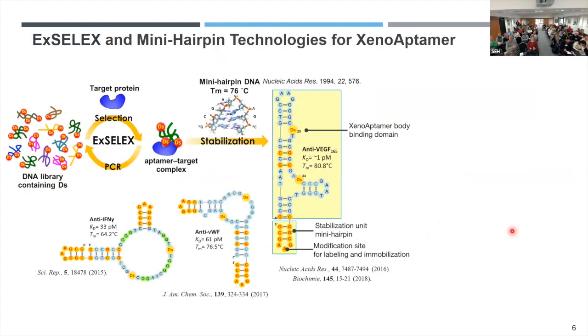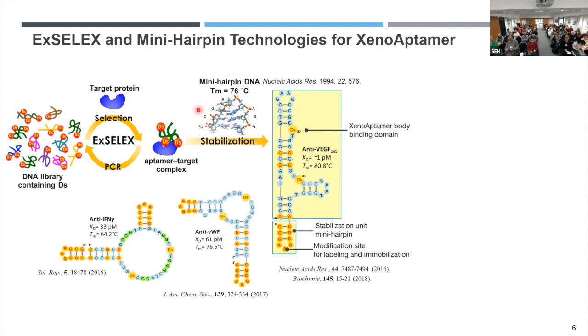Another important thing is our stabilization method for aptamers, because even when adding the unnatural base, the stability of the aptamer against nucleases is not so high. But fortunately, more than 30 years ago, I accidentally found a specific DNA sequence, GCGAAGC. This forms a very stable hairpin structure. Even in seven molar urea denaturing conditions, it still forms this hairpin structure, and it is also stable against nucleases.